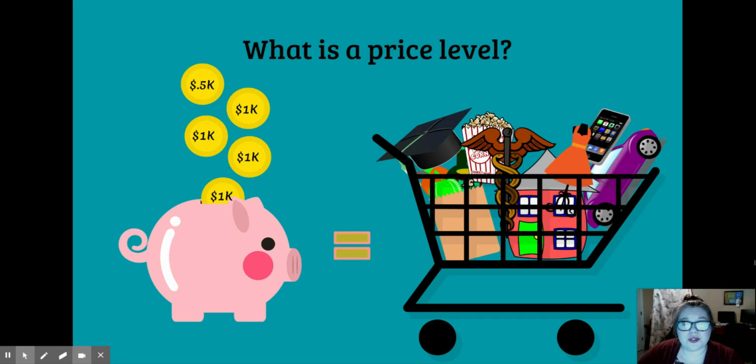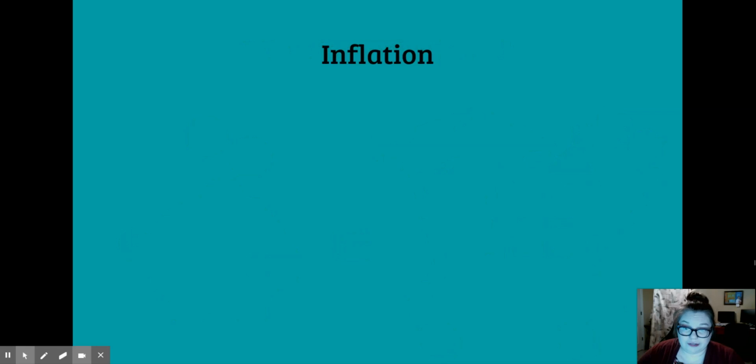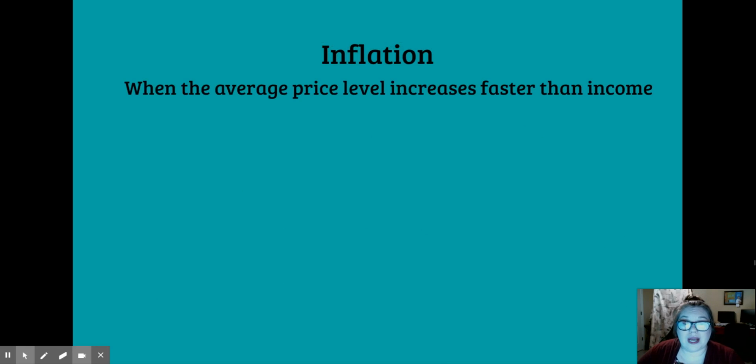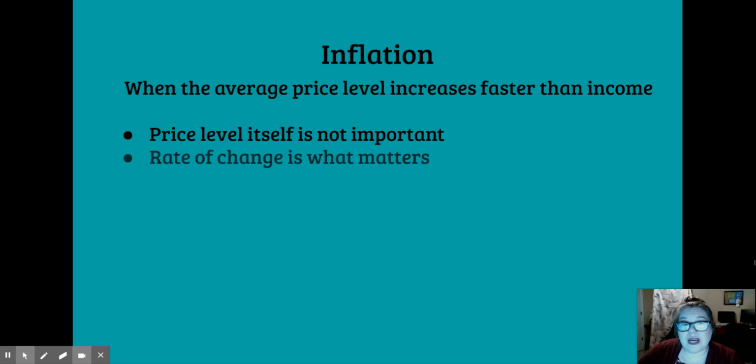The problem occurs when the prices of goods rise faster than the incomes of consumers. If our income remained the same at $3,000, each dollar we have would only buy half as much, or 0.5% of our basket. We would have to buy fewer goods than we did the previous month. That's what we call inflation, when the price level rises faster than income, or you could say when your dollar loses buying power. The relative price level is not important, as long as income increases at the same rate. The rate of change in prices is what matters when we talk about inflation.